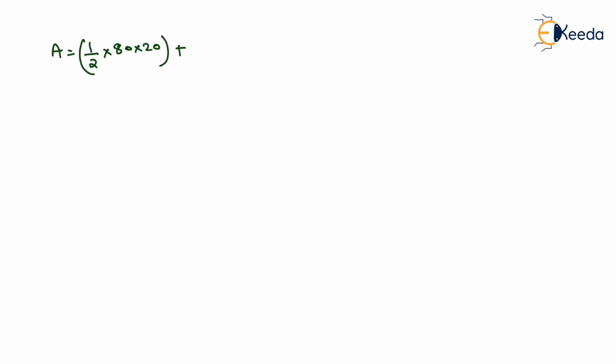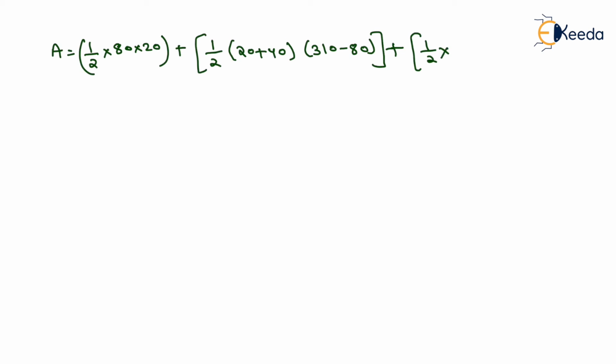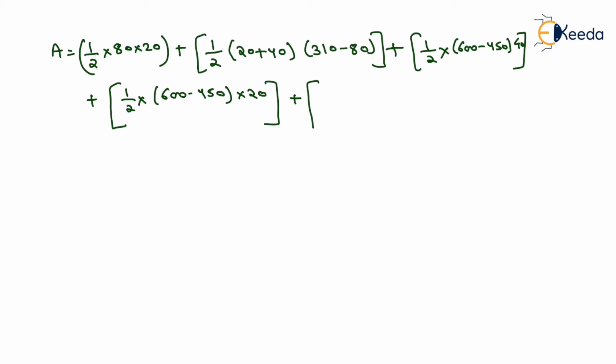Similarly we can compute the area of second portion, which will be equivalent to half into sum of parallel sides, that is 20 plus 40 into base, which will be equivalent to 310 minus 80, that will be the second area, plus third area, which will be equals to half into base will be equivalent to 600 minus 450 into height, which will be equivalent to 40. Similarly area of fourth portion, which will be triangle, so its area will be equals to half into base will be equivalent to 600 minus 450 and the height will be equals to 20. Similarly area of fifth portion, it will be equivalent to half sum of parallel side, that is 20 plus 50 into base, that is 450 minus 230.